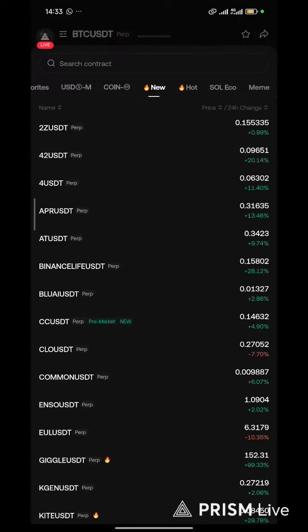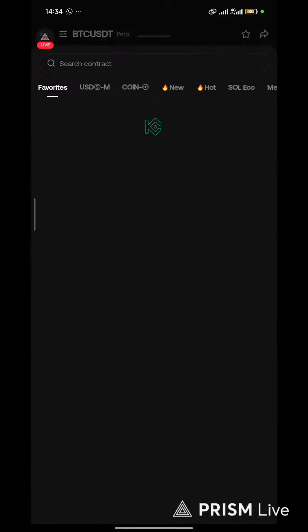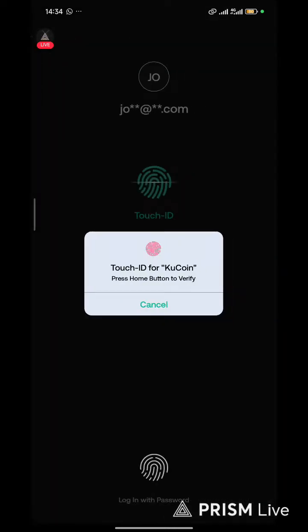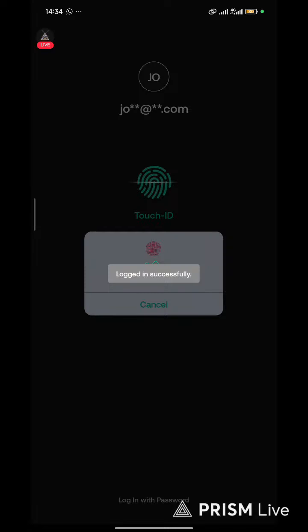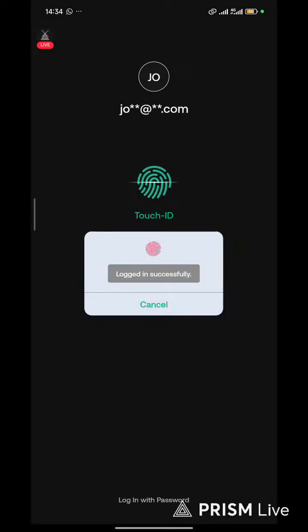Which are the new coins? Wow, new tokens. Tokens are being listed every day. I have to log in for security reasons.